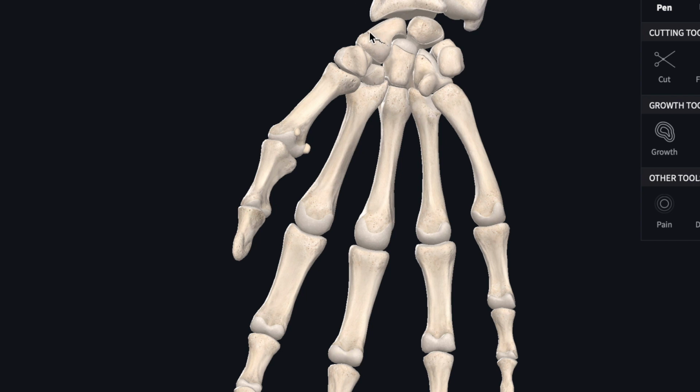Let me just draw this a little so that you can see that a little better. So there's your good blood supply area here, and the further you get down in this direction, the worse that blood supply is going to get, which is going to be harder for that fracture to heal.